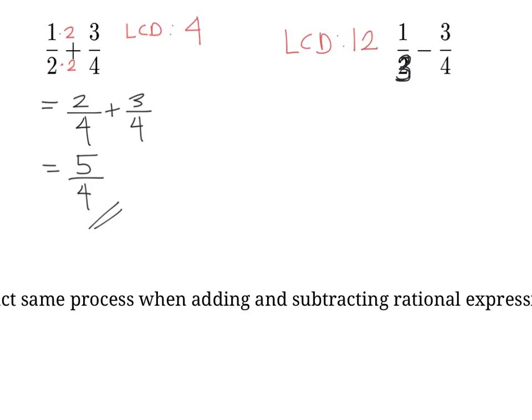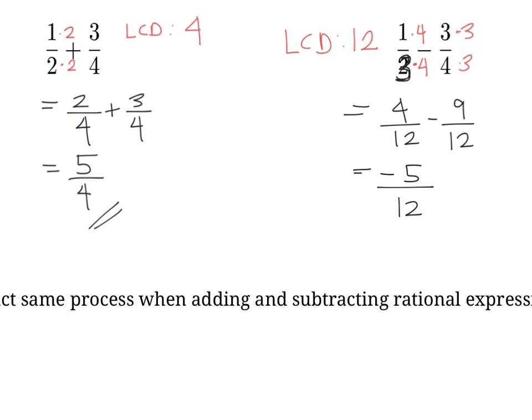So now that we've got our LCD, we've just got to figure out what to multiply our numbers by. So we're going to multiply this guy by 4 and by 4, and again that's just like multiplying by 1, and this one by 3 and by 3. And let's just quickly simplify this. So we've got 4 over 12 minus 9 over 12. And we're going to be left with negative 5 over 12 as our final answer.